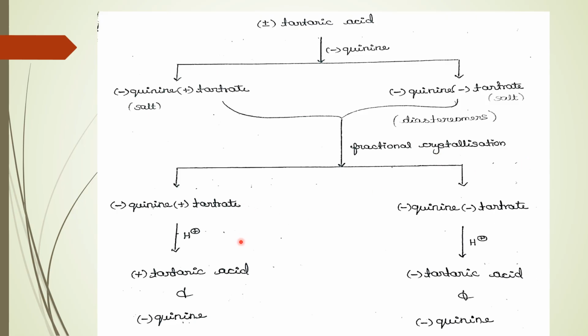And finally, minus Q9 plus tartrate is separated into plus tartaric acid and minus Q9. Minus Q9 minus tartrate is separated into minus tartaric acid and minus Q9. And this is the general method for the separation of racemic mixture.